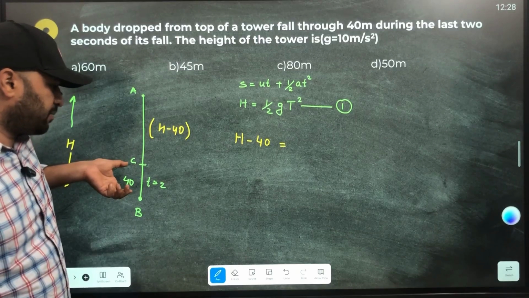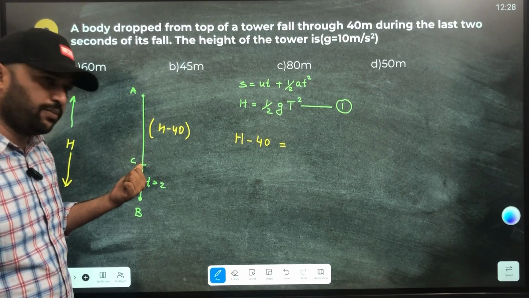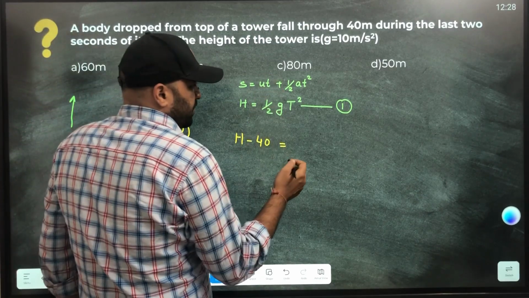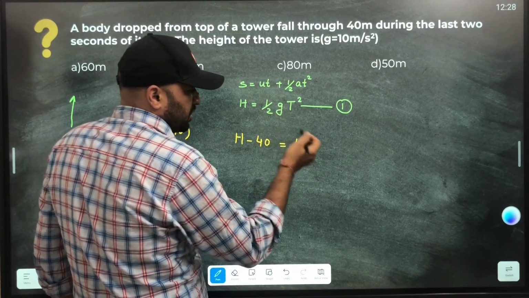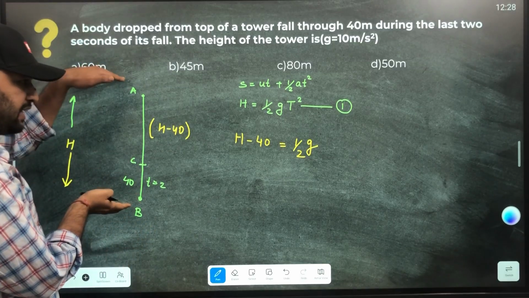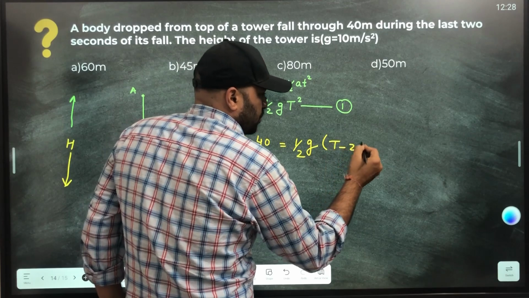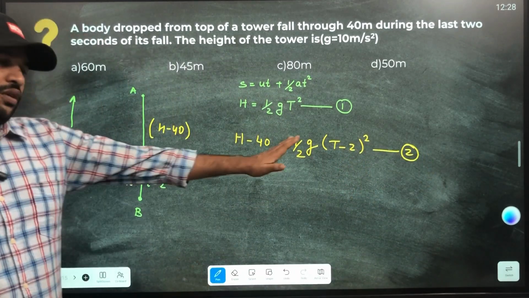Sir, why didn't you take this part? Because here initial velocity is not 0. First you will have to find the value of velocity at C point. That will be a problem. So first find the velocity at this. So U will be 0 in that case, half G. G will be how much? And time, if this is 2 seconds and capital T is the total time, then this will be how much? T minus 2 whole square. I hope this is clear. This is our equation number 2. We have to solve this equation.